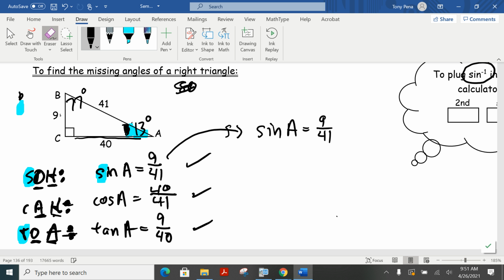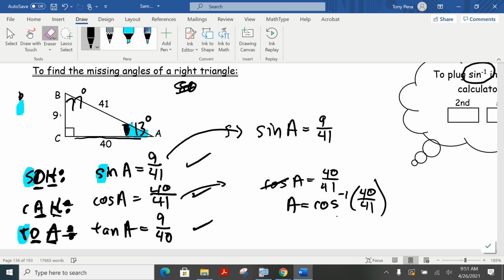Real quick, just to prove this, as a little review to make sure we know how to plug these in, let's take this one and confirm that it's going to give us the exact same answer. So if I want to solve this for A, the way I get rid of a cosine is with the inverse cosine on the calculator. So now real quick, plug in the inverse cosine of 40/41, and it better give us that 13-degree angle again, 12 point whatever it was. All right, so do that. And is it the exact same answer? Yeah.